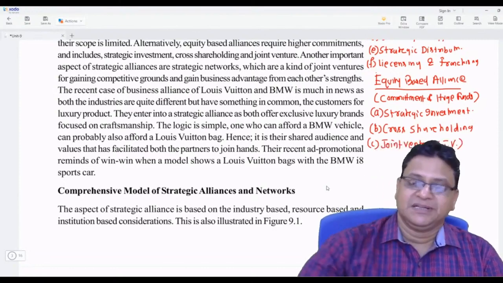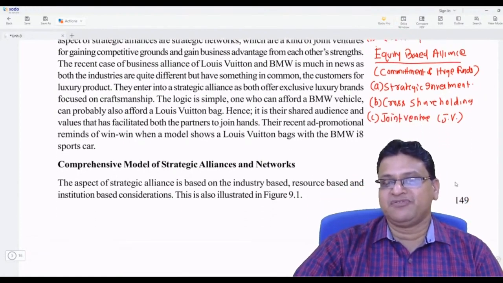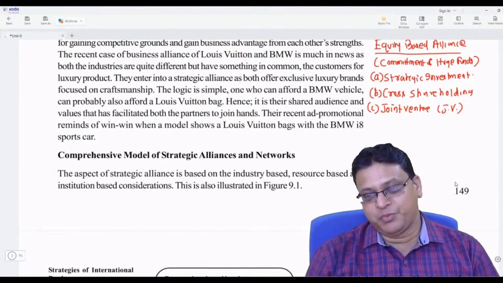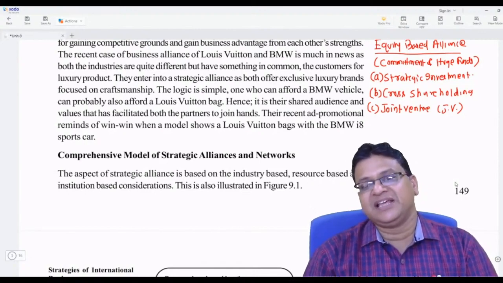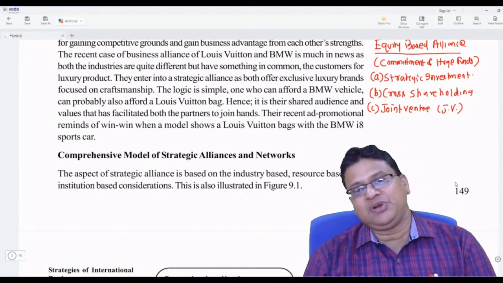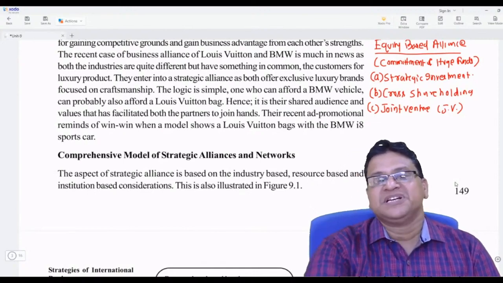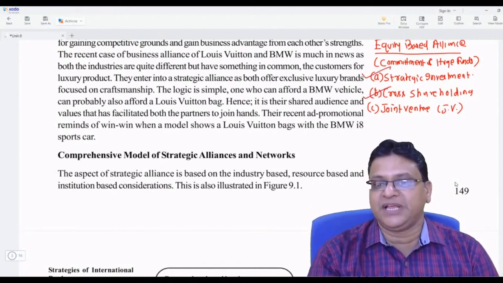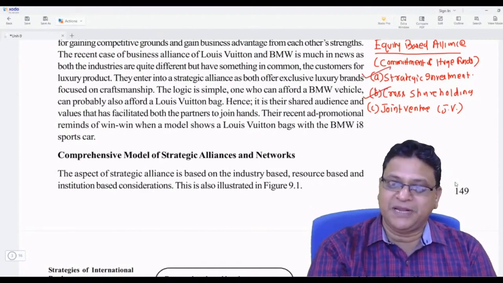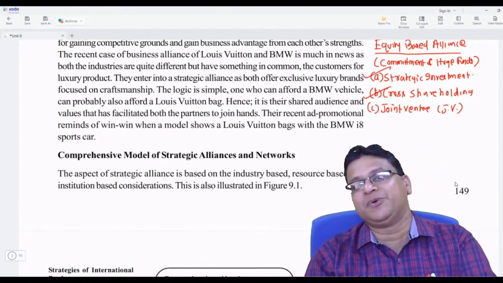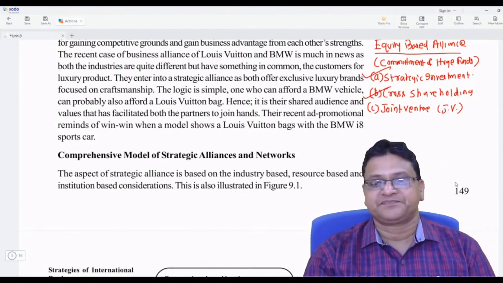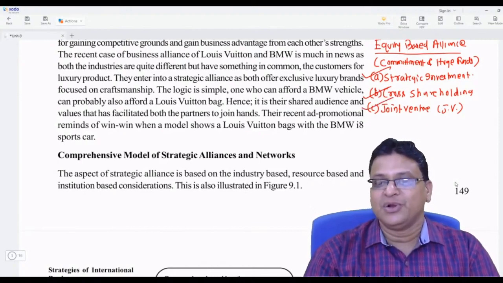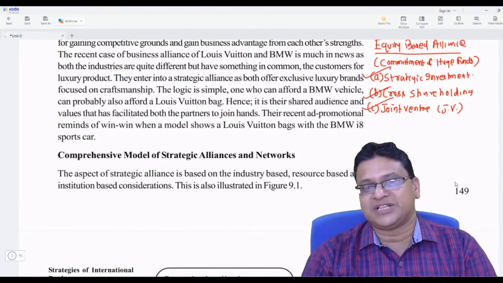What does it mean, equity based alliance? Here both the alliance partners invest a huge amount of funds. The equity based alliance may be in the form of strategic investment, cross shareholding. What is cross shareholding? You hold some shares in the other company, and the other company holds some shares in your company. This is cross holding. And joint venture: when two or more companies come together to do a particular task, it is known as joint venture.